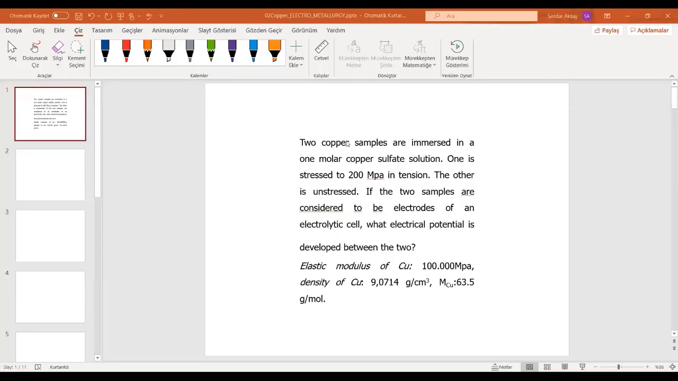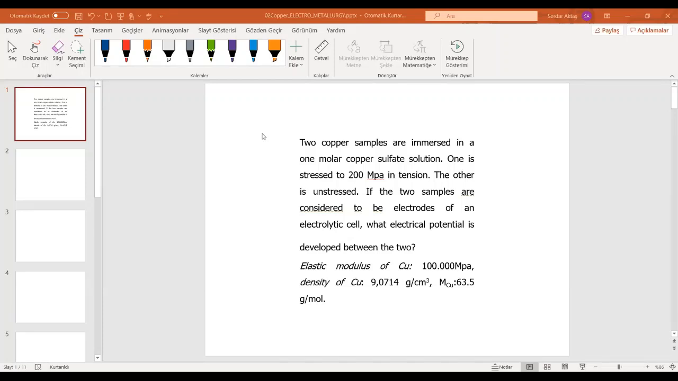Today, we are going to continue to solve problems regarding electrochemistry. Here is the question. Two copper samples are immersed in a 1 molar copper sulfate solution. One is stressed to 200 megapascal in tension. We pulled the sample. The other is unstressed. If the two samples are considered to be electrodes of an electrolytic cell, what potential is developed between the two? This is a beautiful question.